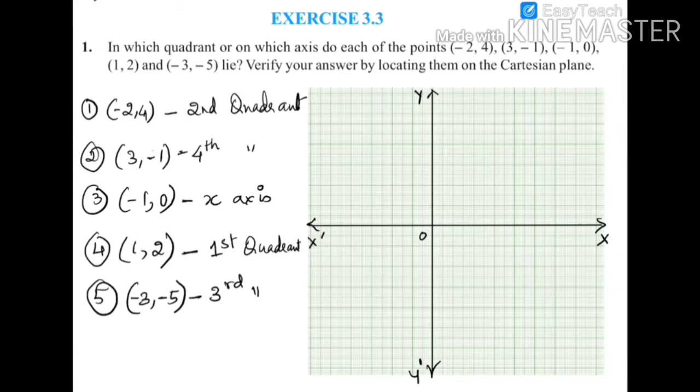Now we can verify by locating these points on the Cartesian plane. So let's mark these numbers. We can plot all these points on the same page. So how many points should I mark on the positive x-axis and the negative x-axis? So we have to look at the x coordinate. The largest positive number is 3 and the least number is -3. So your points on the x-axis will range from -3 to +3.